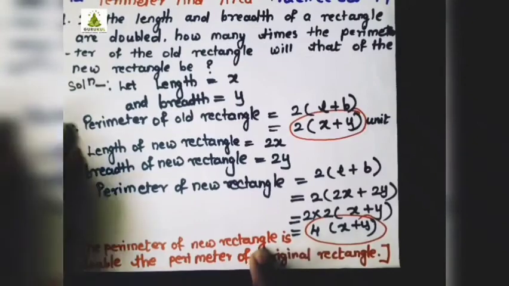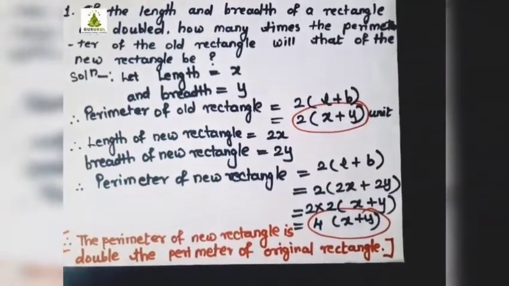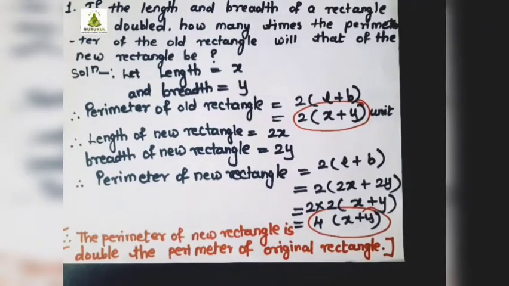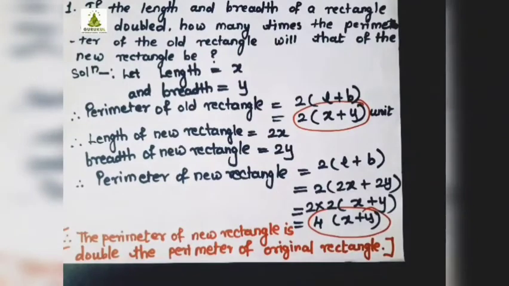Why? Because they haven't asked us to find out any value. They have asked what is the condition. If we double the length and breadth, then what will be the perimeter? What is the relation between the perimeter of the new and old rectangle? So writing this statement is compulsory.